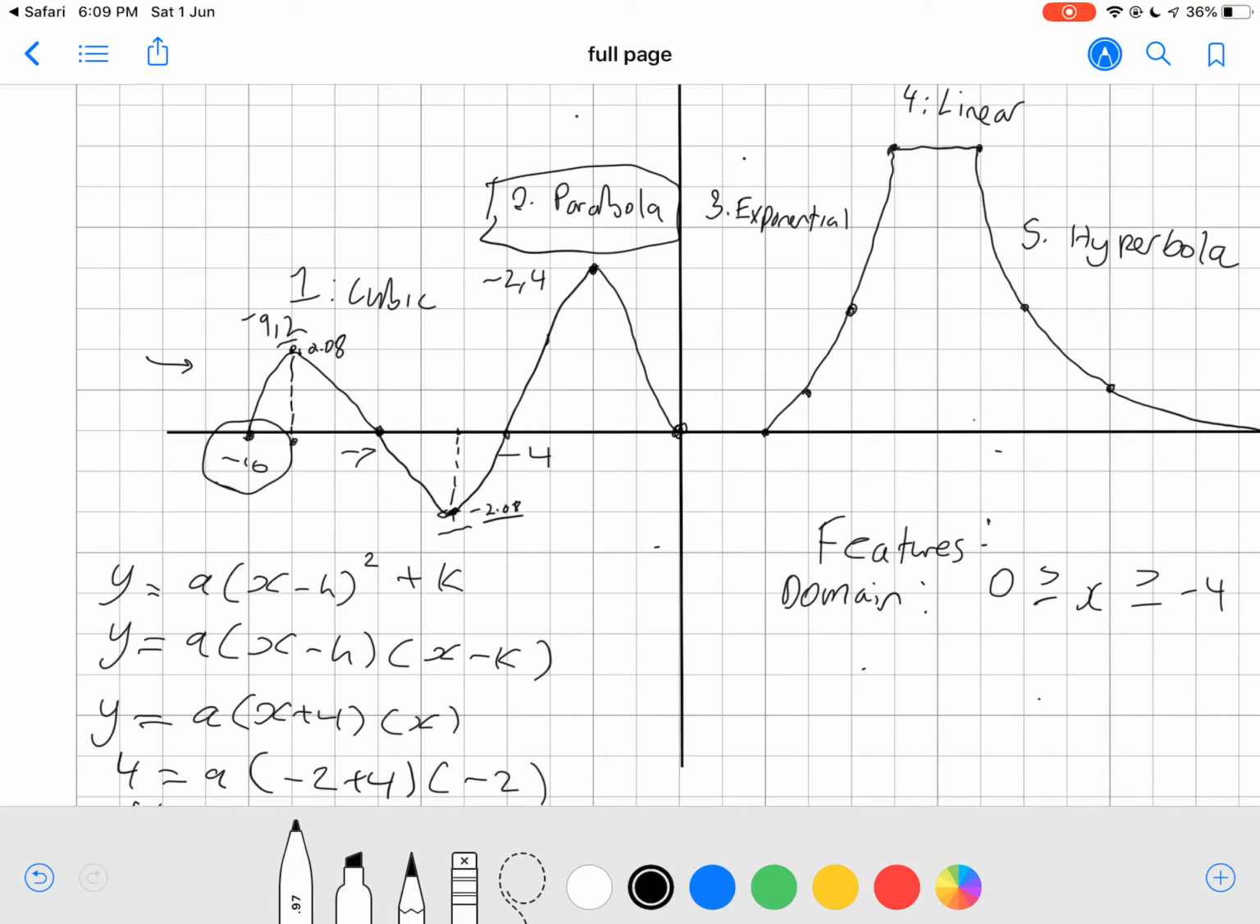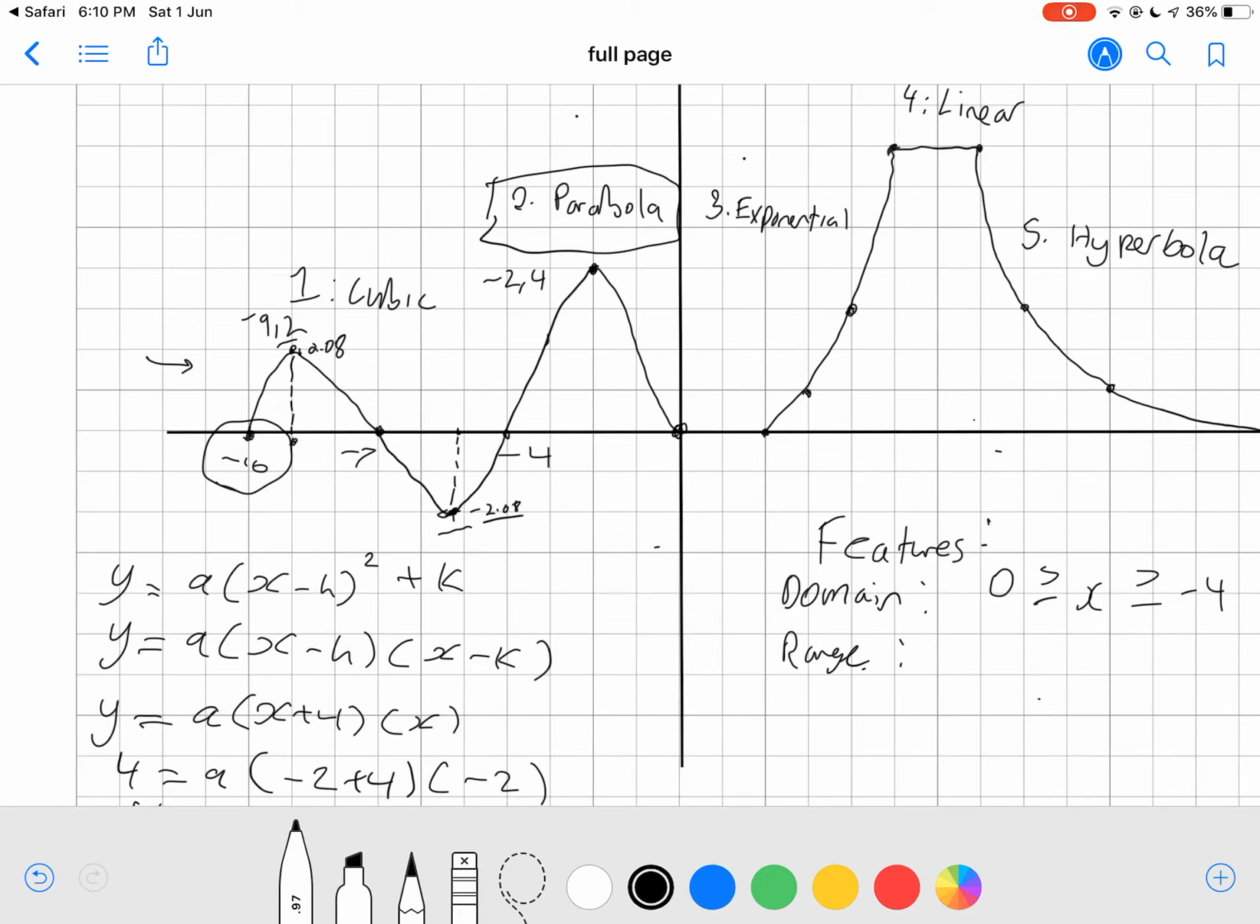So that's our domain. The parabola only exists when x is between 0 and negative 4, or equal to 0 and negative 4. That's the only time when the graph exists. So we're limiting the graph to only existing within that range.